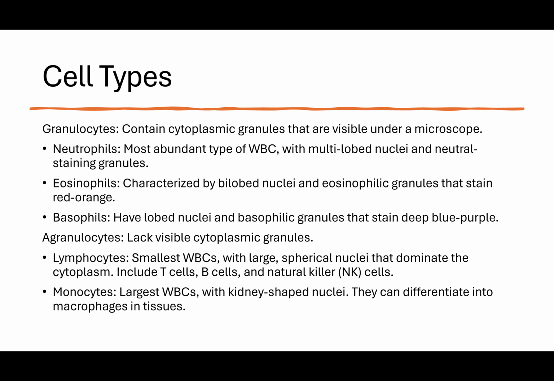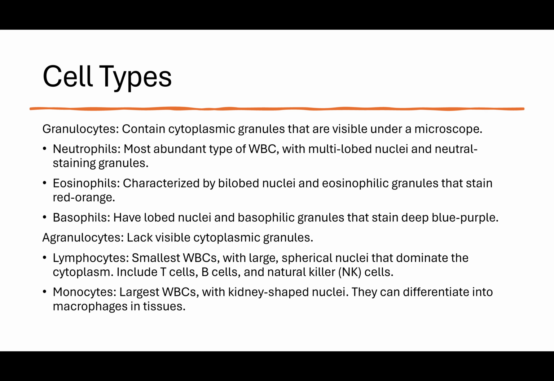Our neutrophils are the most abundant type of leukocyte, with multi-lobed nuclei and neutral staining granules. Our eosinophils are characterized by lobed nuclei and eosinophilic granules that stain red-orange. So what we're talking about is just different stains. You will look at that differently when you look at blood staining, but it's not at this level of biology. And we have our basophils. They have lobed nuclei and basophilic granules that stain deep purple.